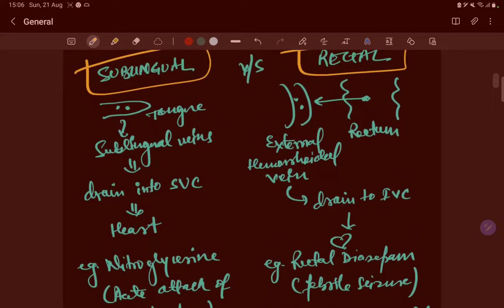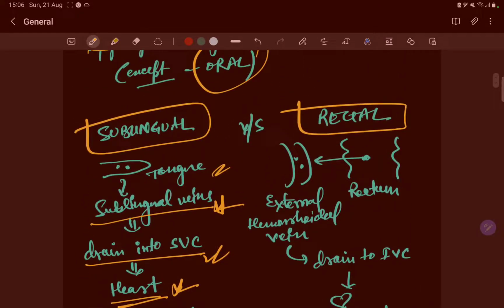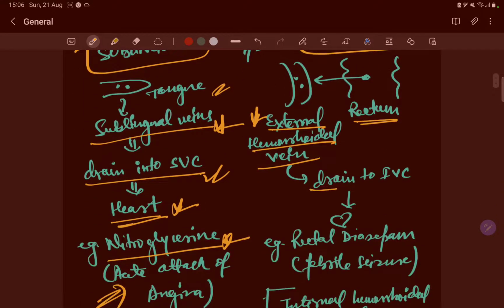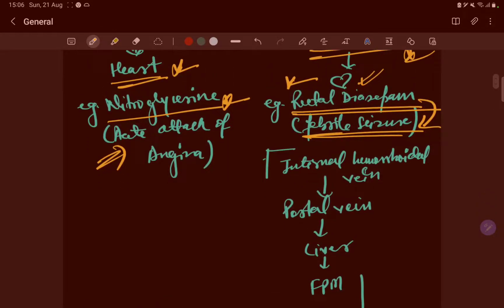Now the sublingual, the tongue, they have sublingual veins which drain into the superior vena cava and directly into the heart. So the example is nitroglycerin. In an acute attack of angina, nitroglycerin is used. In the rectal route, there are external hemorrhoidal veins which drain into the inferior vena cava, and it will go to the heart for the circulation. Rectal diazepam is given in febrile seizures. It is very important. Okay.